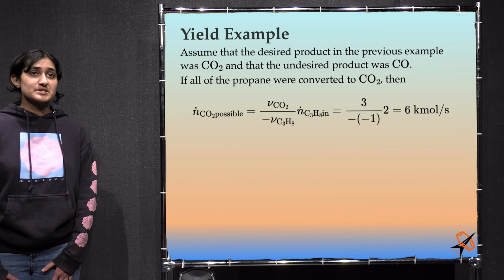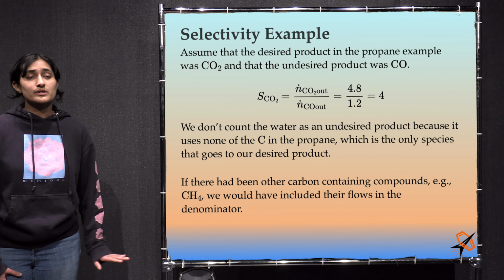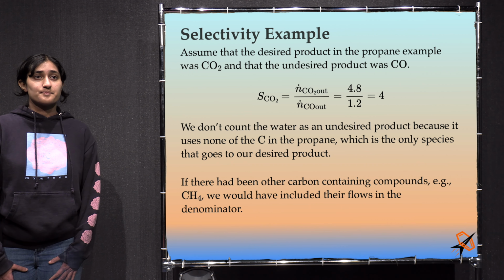We will calculate the selectivity as the ratio of the desired product, CO2, to the undesired product, CO. From the example problem, that's 4.8 over 1.2, or 4. If there had been other carbon-containing products, we would have included them in the denominator, but we don't include the water for the reasons I've already addressed.